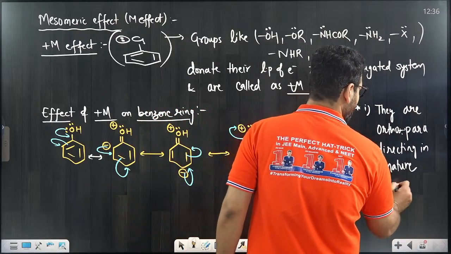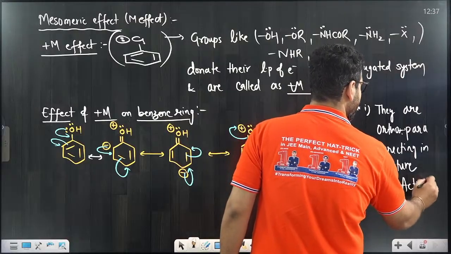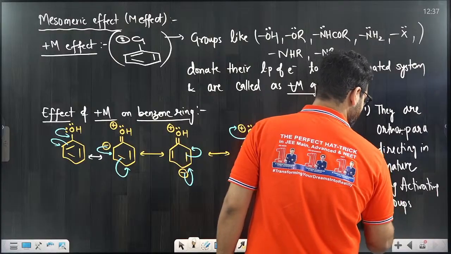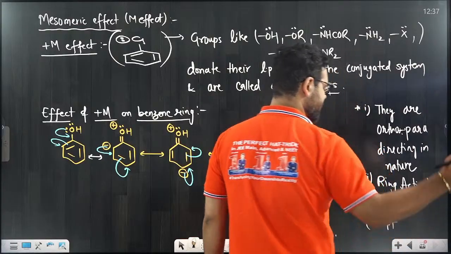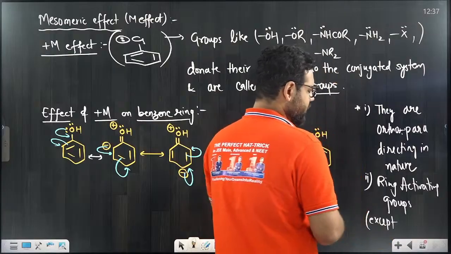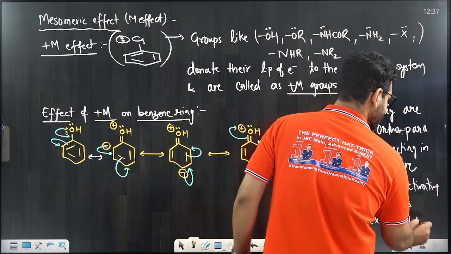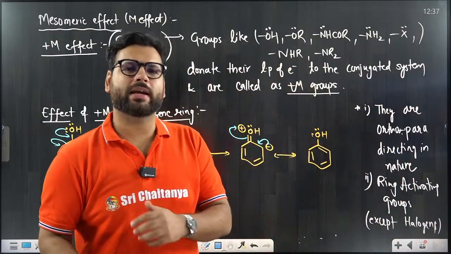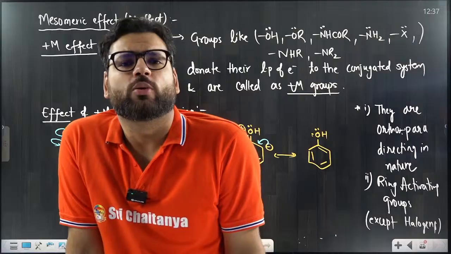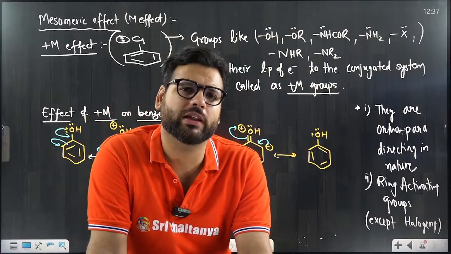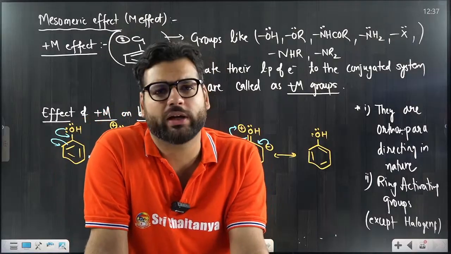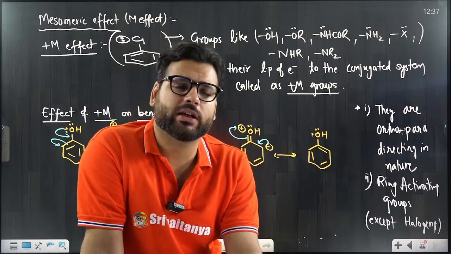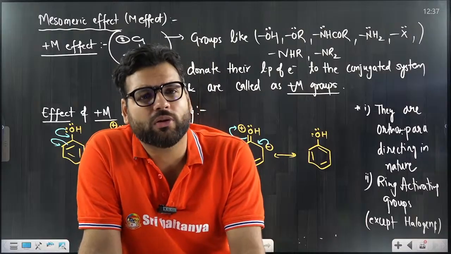They are ring activating groups, except halogens, as Kareem has clearly mentioned in the chat box, except halogens. Beta, for halogens it is found that their minus I effect is more dominant over their plus M effect. So overall they are pulling in nature as compared to donating. But all the other functional groups, which is OH, NH2, NHR, for them plus M is much stronger than minus I.